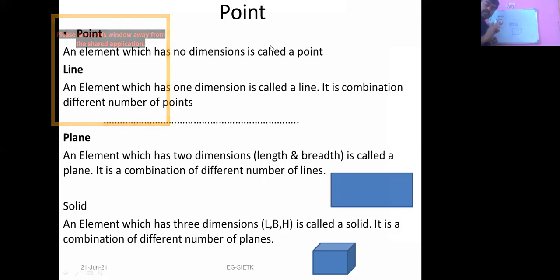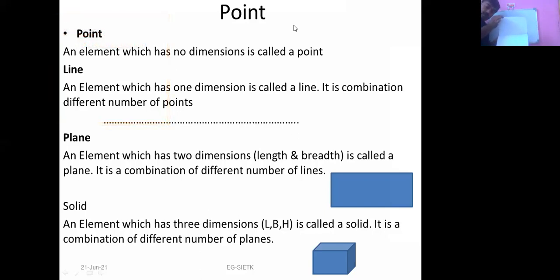Nowadays, whatever objects we see, starting from a pen, a book, anything, we call that a solid. Suppose let me consider this is a book. If I'm observing this one page, this page consists of length and width only. The thickness is very minute and can be negligible. That's why we call this paper a plane.